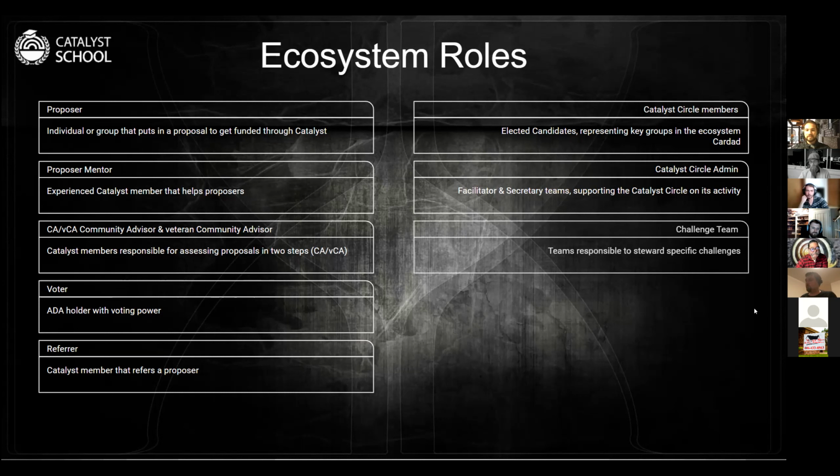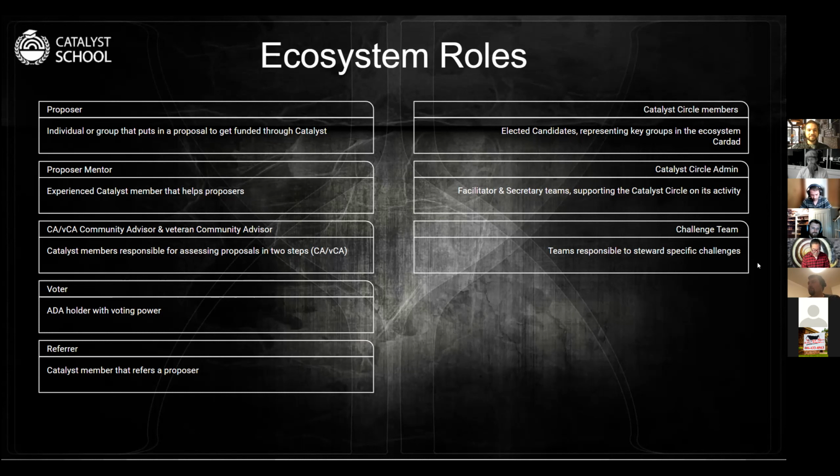And now we also have the challenge teams. This is the first time actually in Fund 7 that we are having this role. They were presented in Fund 6, so things are always evolving here. For example, challenge teams were introduced in Fund 6, and now they're a reality in Fund 7. Catalyst Circle was presented in Fund 5, and first time for them was in Fund 6. And for example, veteran community advisors were introduced in Fund 3. And well, who knows who is going to be here in Fund 8?